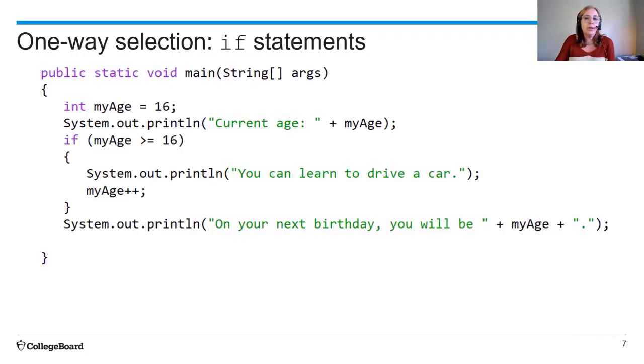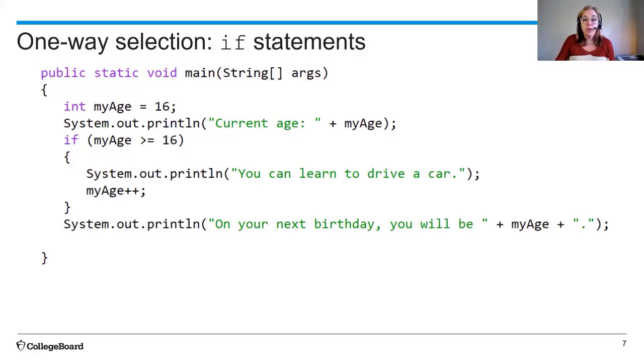So here's some program code that I want you to look at that is a one-way selection. So take a minute and review the code. I've used the variable my age and defined it as 16. And then I have an output statement. Then I have an if statement.